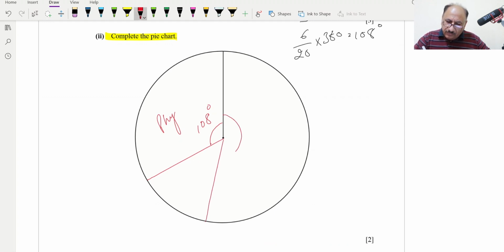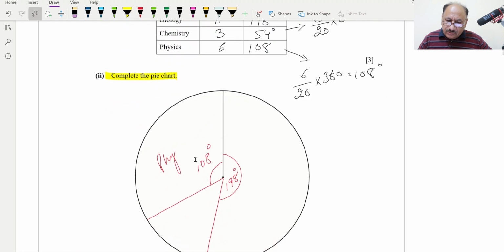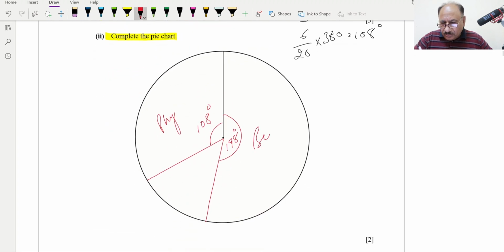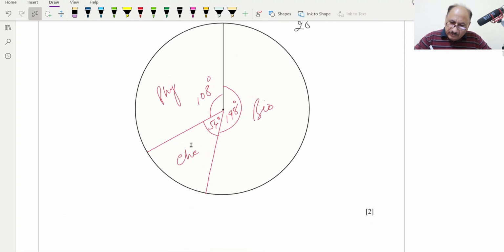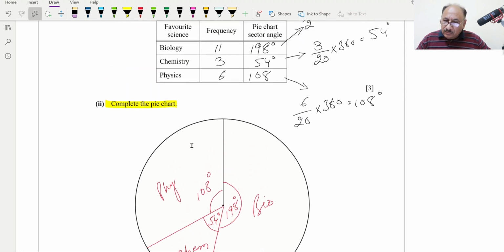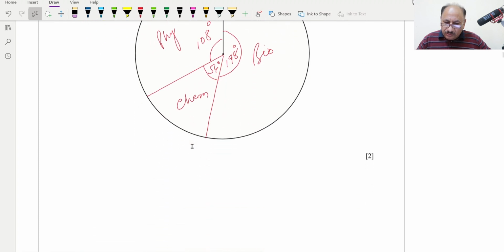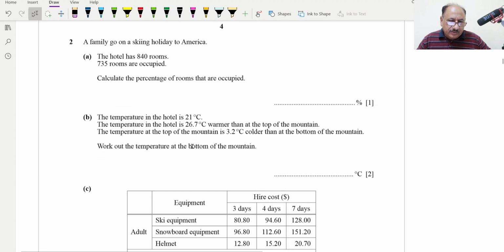So this angle we can represent as 198 degrees, and 198 is for bio, so we can write here bio. And the remaining angle is 54 degrees, which is basically for chemistry, so we can show this one as chemistry. So this is basically done. You will be exactly calculating and writing the angles.